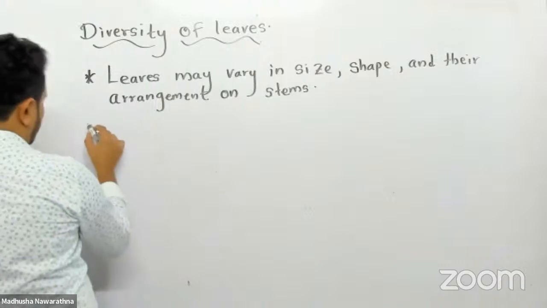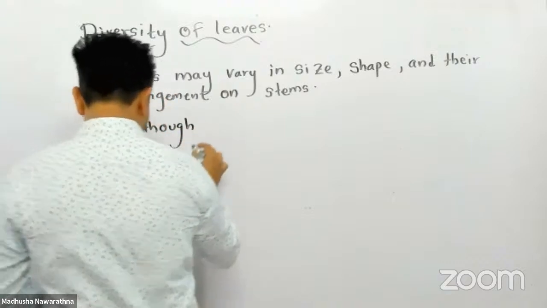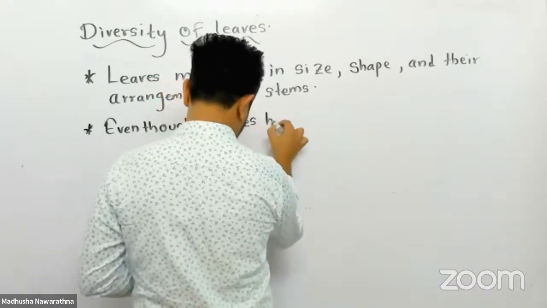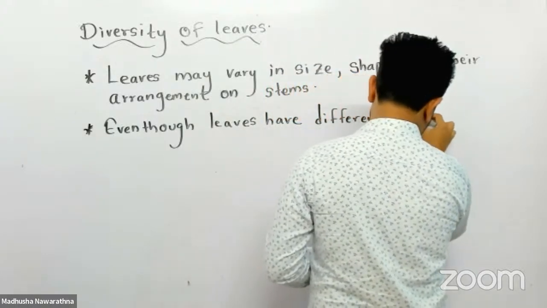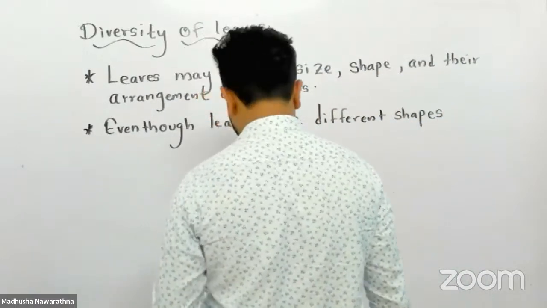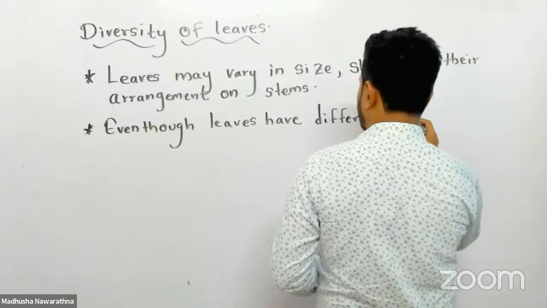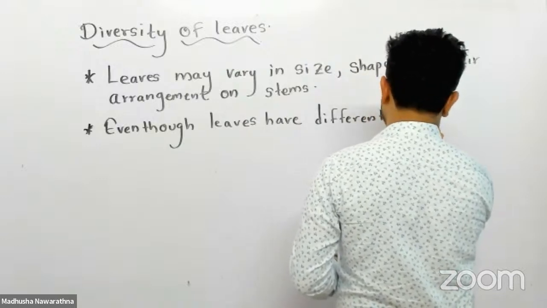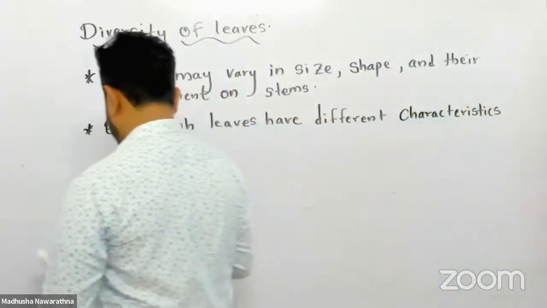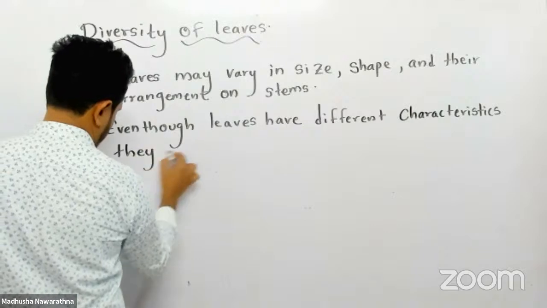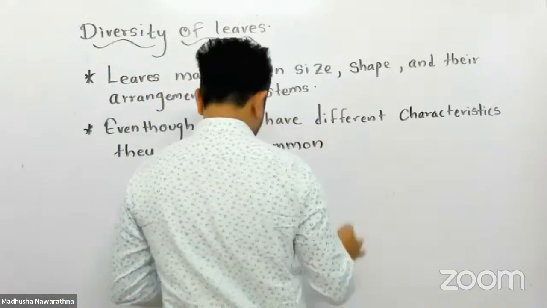Okay, then write this. Next point. Even though leaves have different shapes, different structures or different characteristics, they all have common parts.